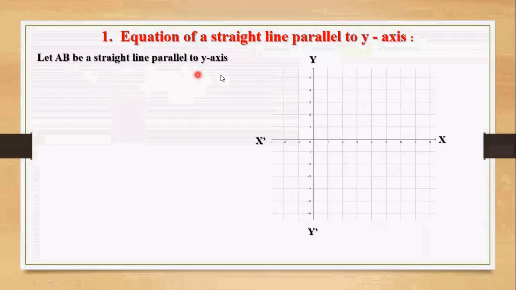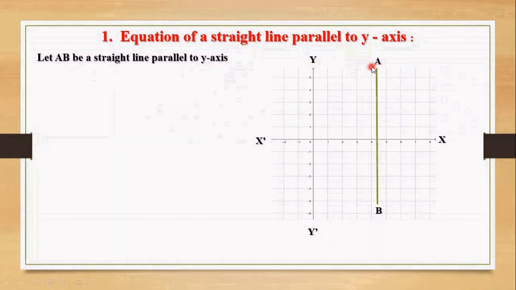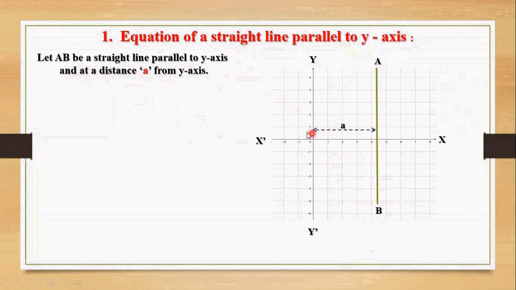Let AB be a straight line parallel to y-axis. Let's draw a line. This is AB and this one is parallel to y-axis. And let us suppose the distance between these two parallel lines be a. And we have written it here. AB is a straight line which is at a distance a from y-axis. Distance between y-axis and the line AB is a.